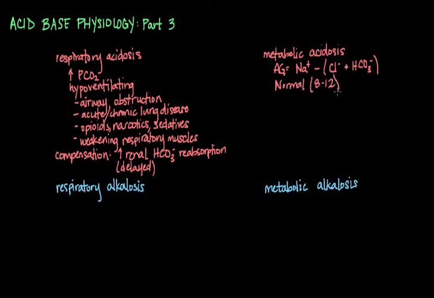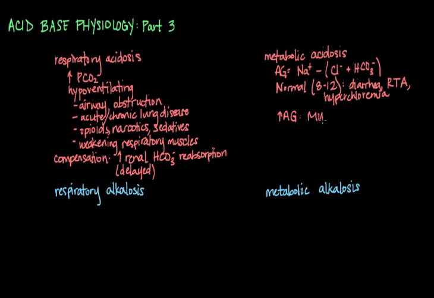Now, if the anion gap is normal, then the differential includes such things as diarrhea, renal tubular acidosis, or hyperchloremia. These particular illnesses will deplete the bicarb concentration specifically. If the anion gap is increased, however, this means that there is some other acidic ion in the blood that is responsible for the acidosis. And so the differential diagnosis for an increased anion gap metabolic acidosis is represented by the mnemonic MUDPILES.